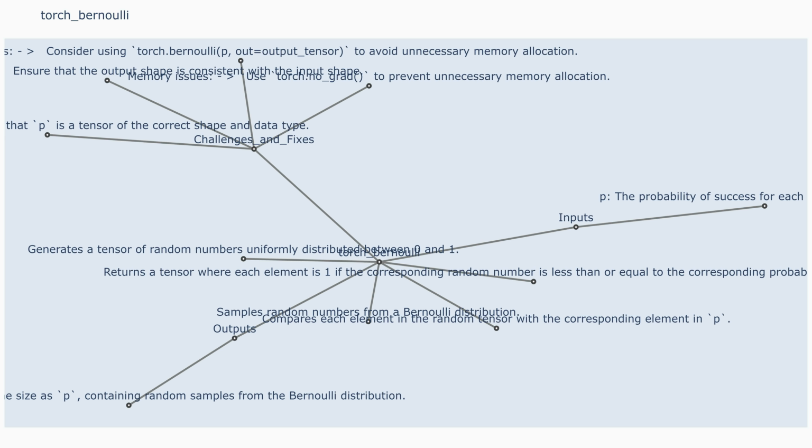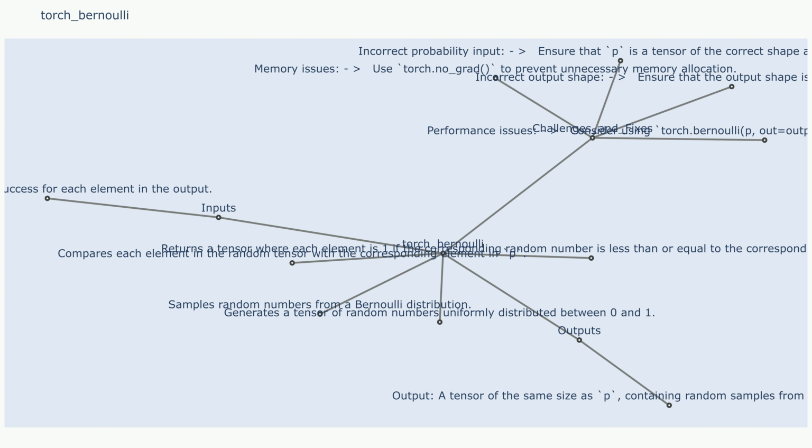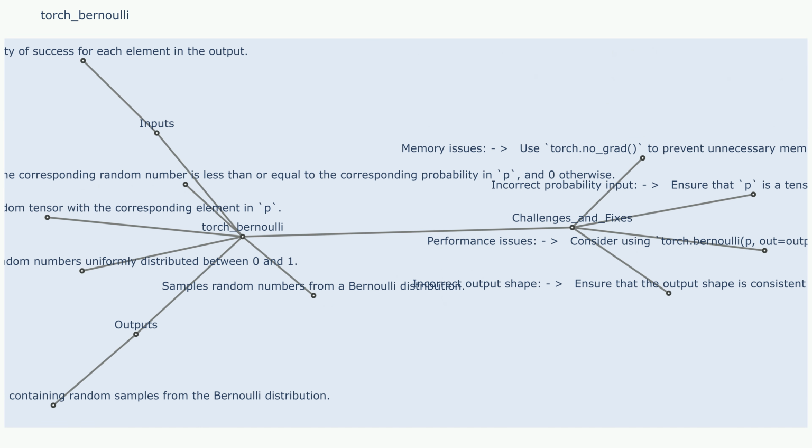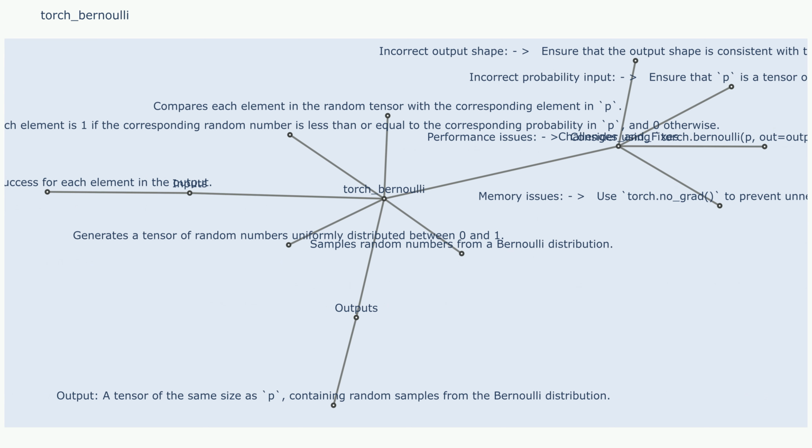Torch.bernoulli. Description. The torch.bernoulli function generates a tensor of random numbers drawn from a Bernoulli distribution. The Bernoulli distribution is a discrete probability distribution that describes the probability of a single trial with only two possible outcomes: success (1) or failure (0).